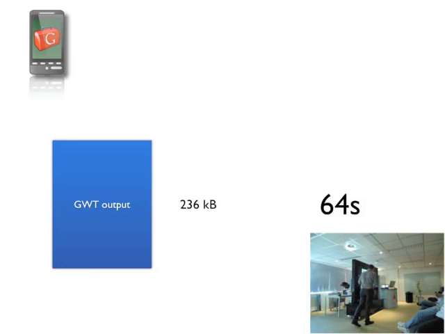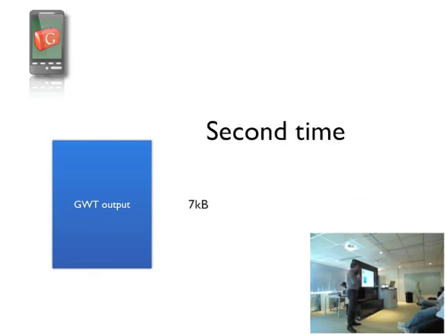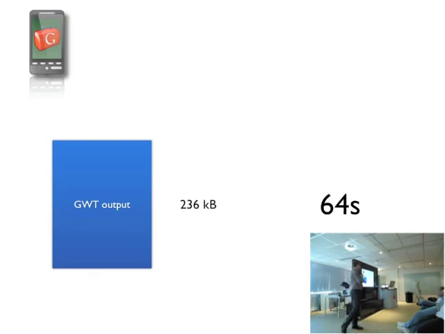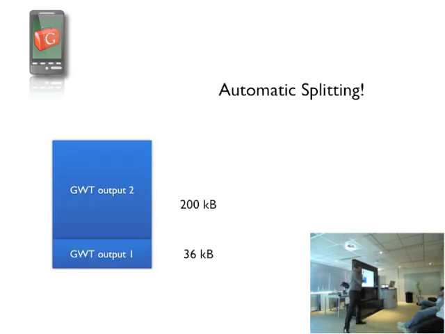But I also said GWT has sophisticated caching in place. So with GWT standards, out of the box, if you're going to use the app a second time, you're just going to download 7 kilobytes. There's a small script involved which you download, which decides that you already have the right app in your cache. So this means 7 seconds, which is much better compared to 64 seconds. But there are more things you can do. You can actually control your output.